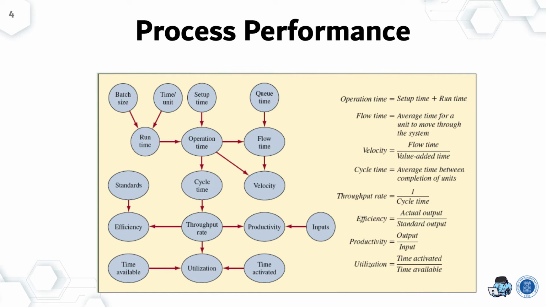Throughput rate is 1 divided by the cycle time. Here, the lower the cycle time, the better the throughput rate is. Throughput rate is closely related with the measures of efficiency, productivity, and also utilization.